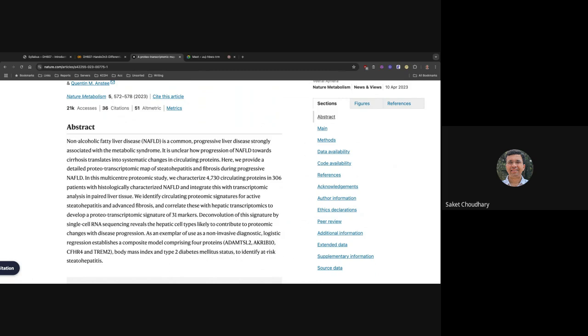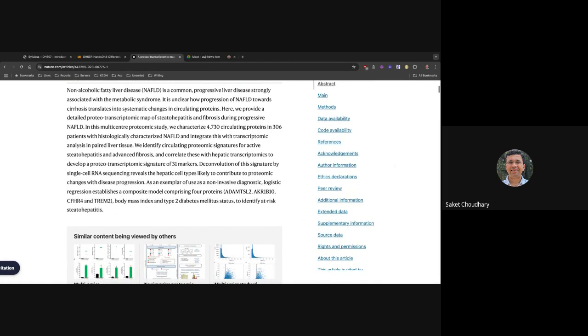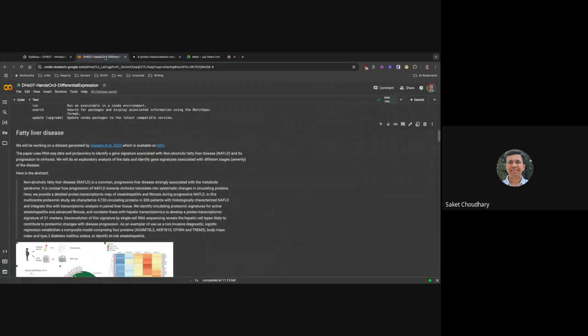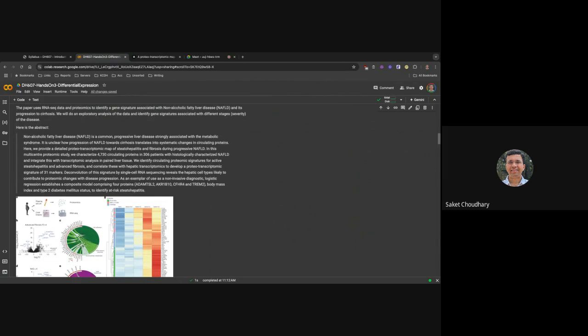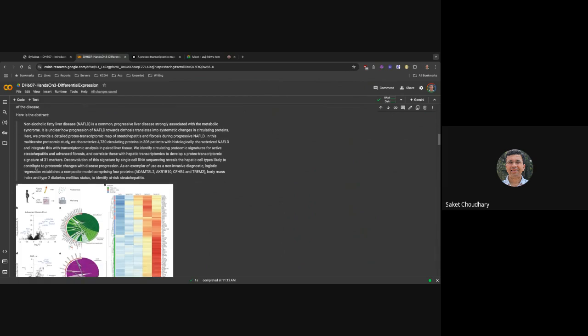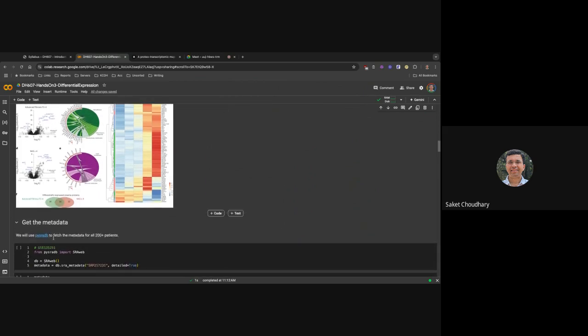We'll not do a very deep dive, but I'll quickly go over what kind of questions I had in mind when I started reading the paper, and what I would have liked to see. So basically, this paper is looking at these signatures using both liver data and blood data. We'll focus on the liver data for now because that's where the RNA-seq is.